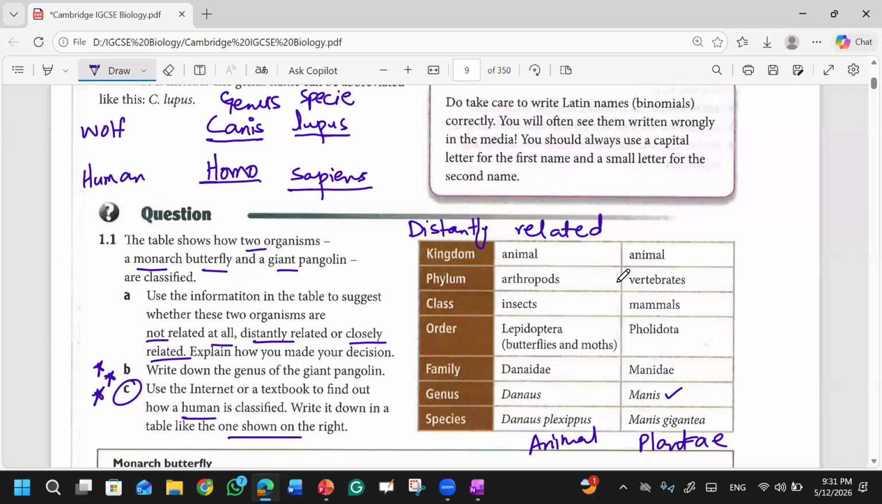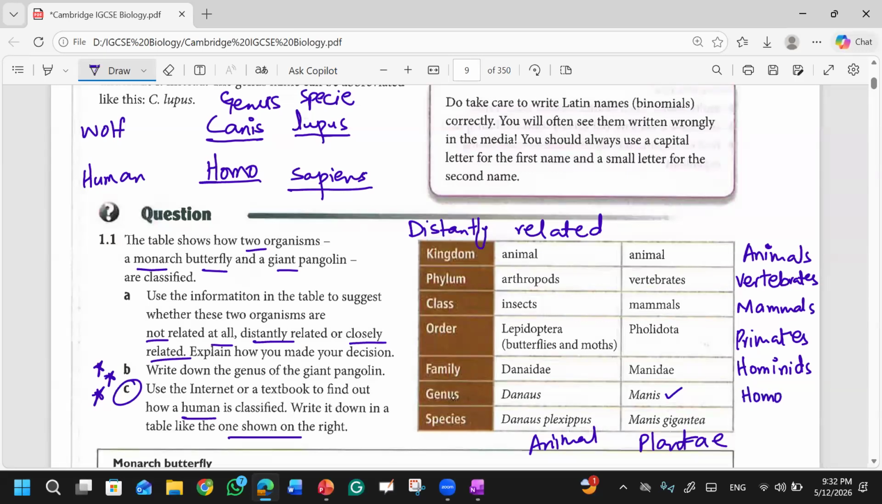Then in the phylum, they are vertebrates. I think I told you this. Vertebrates. Then the class, they are mammals. Then order, primates. Yeah, primates. Then the family, hominids. Hominids. Yes. Then Homo.